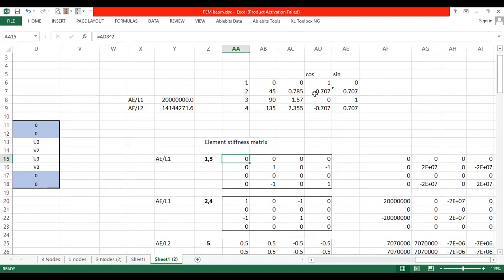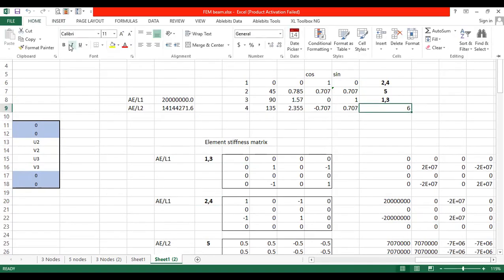Theta 1 is 90, right? So for elements 1 and 3, it is 90, right? Elements 2 and 4, it is 0. Element 5, it is 45. And element 6, it is 135, right?